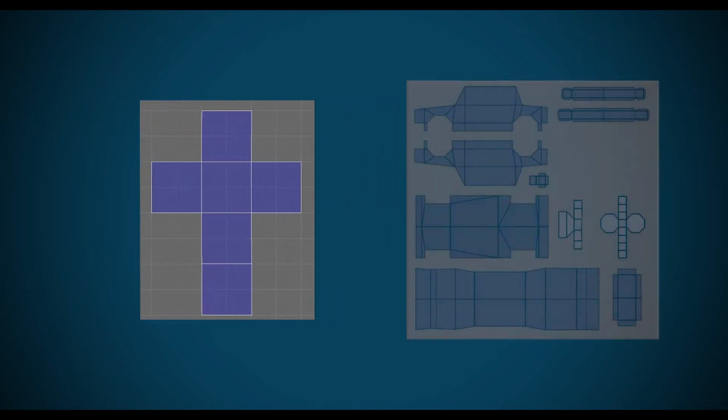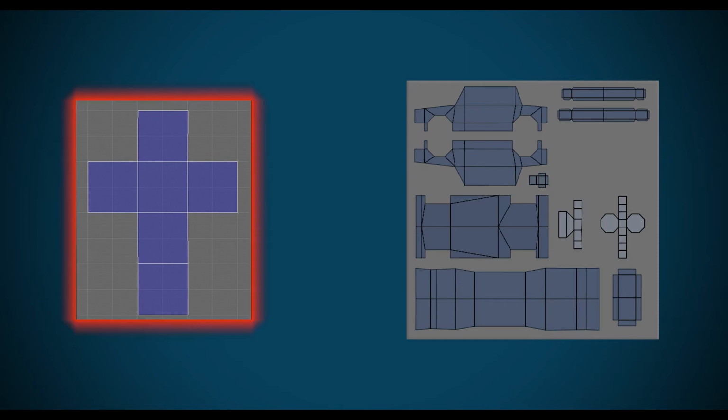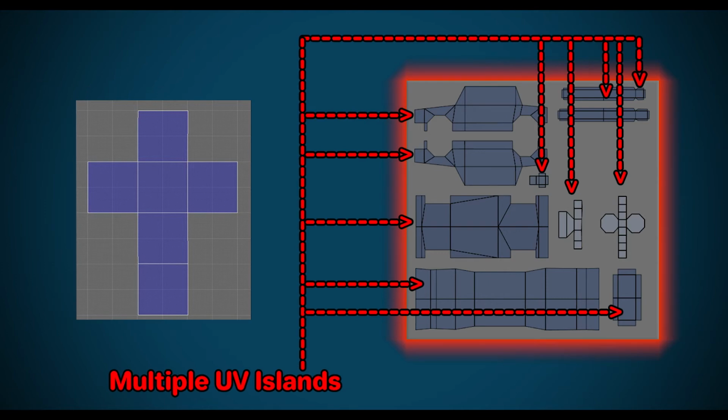A UV island is a flat piece of geometry that we see on the UV layout whenever we unwrap our 3D model. UV islands may look like this. They sometimes appear all connected as one island or separated into multiple islands.